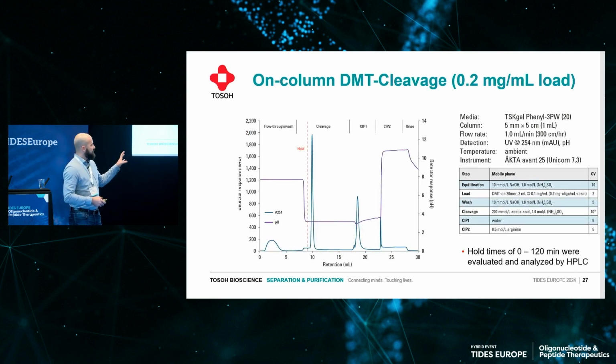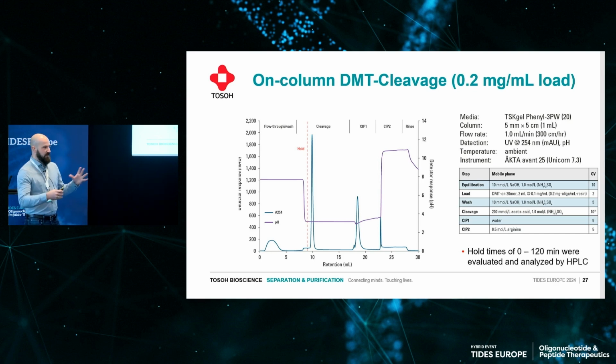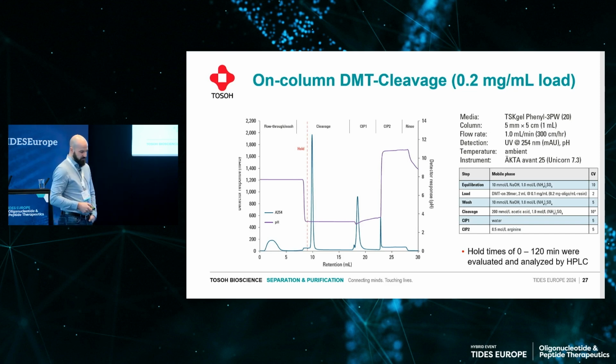As a first proof of concept, we just tried to test our theory. We bound at high salt, at quite a low load, just 0.2 milligram per milliliter. Here our full-length product is flowing through. Then at this point, we make this pH shift. We still keep the salt concentration high, but shift the pH to roughly 3.